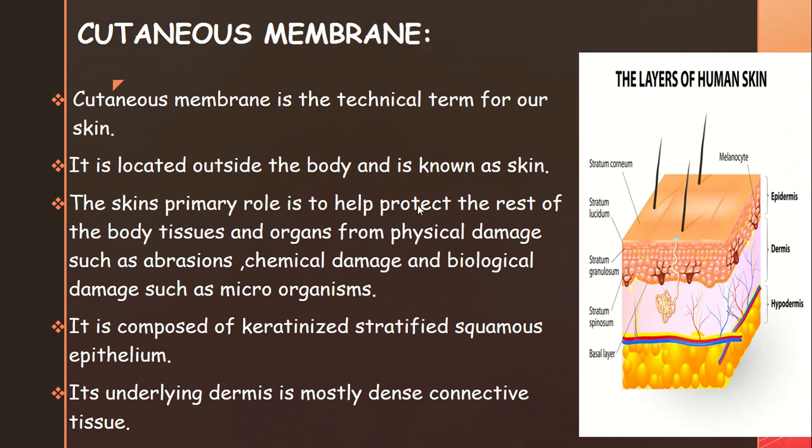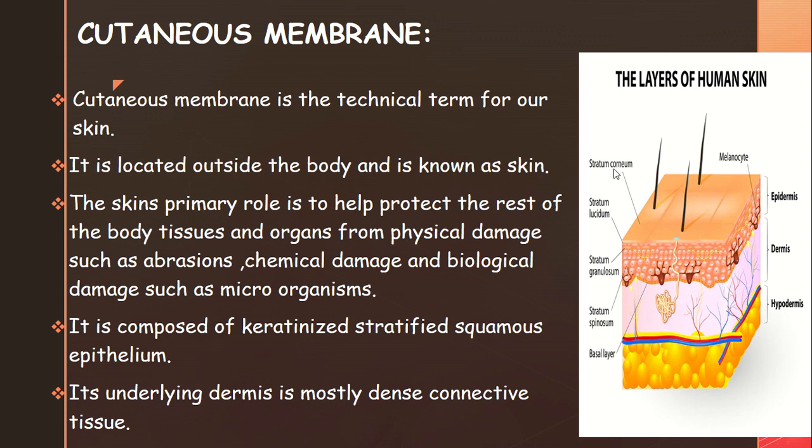The skin's primary role is to help protect the rest of the body tissues and organs from physical damage such as abrasions, chemical damage, and biological damage such as microorganisms. So whatever comes in contact with our body first has to attack our skin and then go to our internal organs. That is the main protection provided. It is composed of keratinized stratified squamous epithelium.